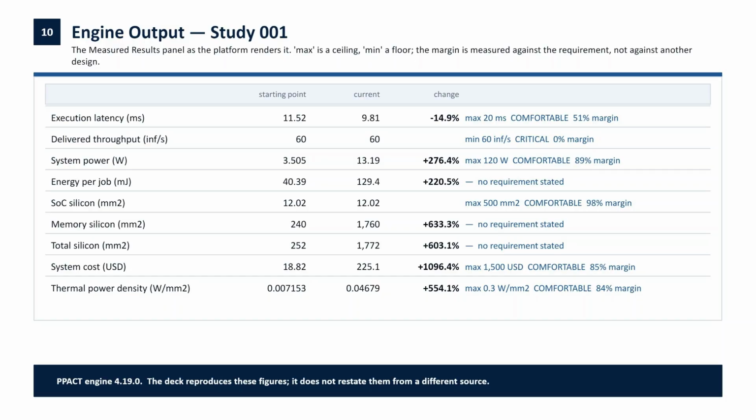System cost rises from $18.82 to approximately $225.11. So the faster memory improves latency and pipeline capacity. But that improvement comes with substantial increases in power, memory silicon, total silicon, and cost. This is an important perspective in PPACT analysis. The question is not only whether something improved. We also examine what the system had to pay for that improvement.